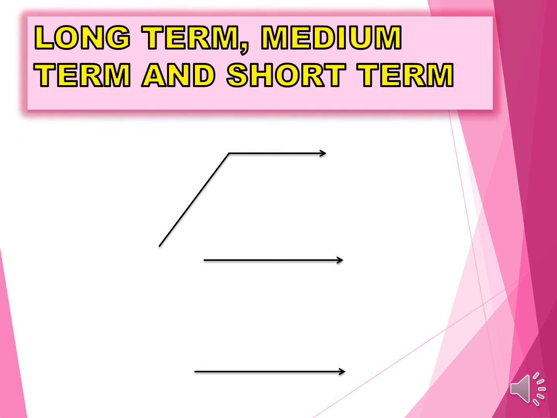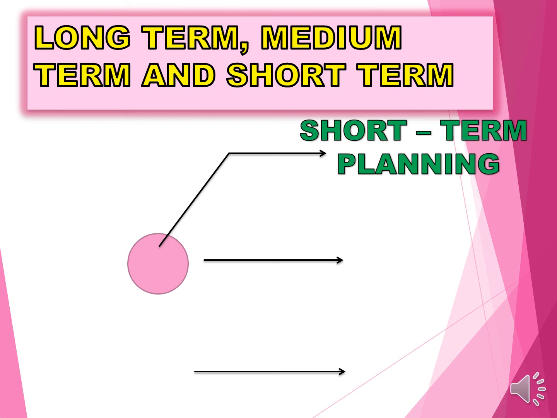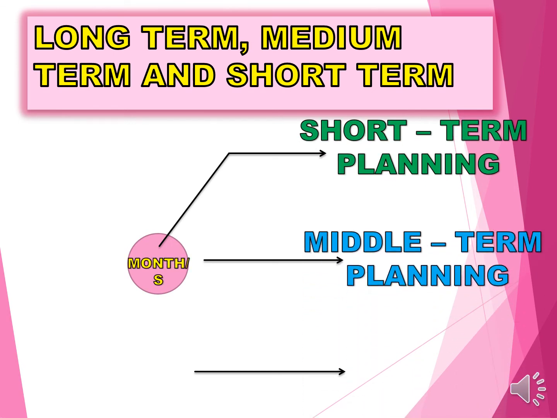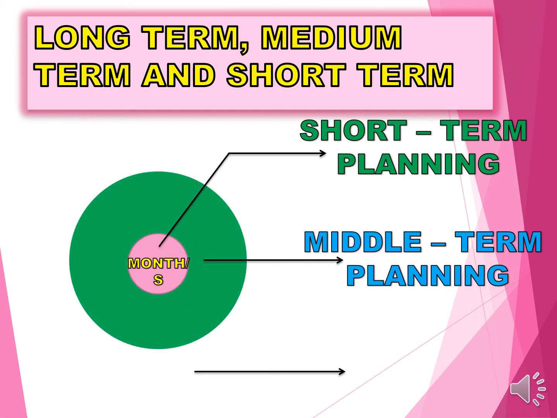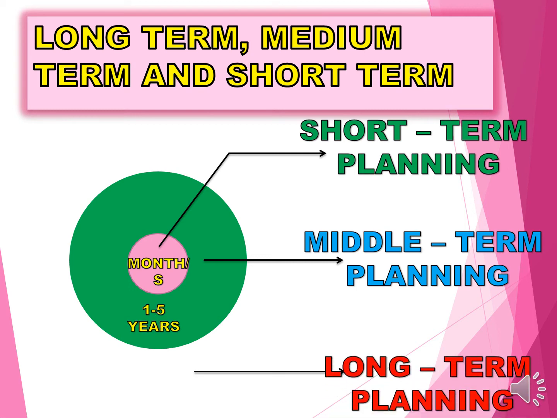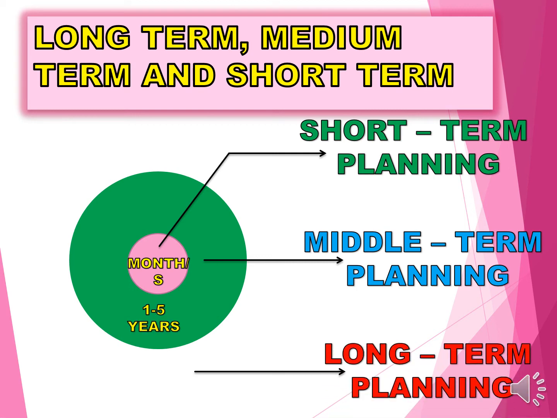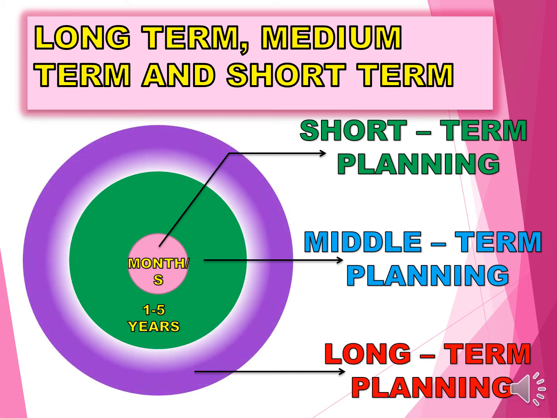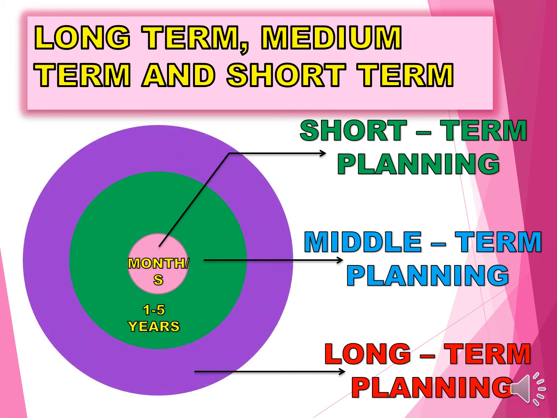Educational planning is divided into three terms. First is the short-term planning, which can be accomplished within a month. The middle-term planning is made for 1 to 5 years. And the long-term planning can be planned for 15 years and above.